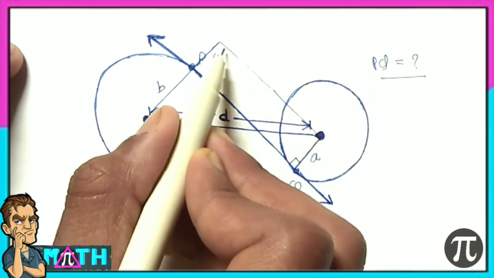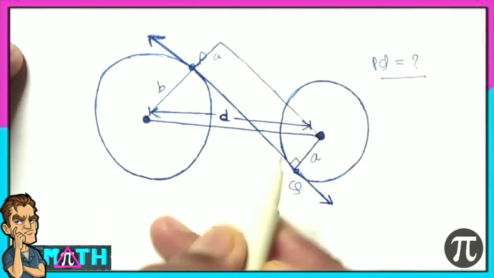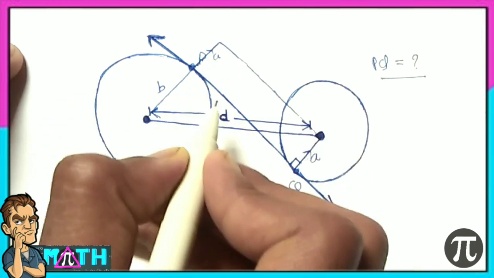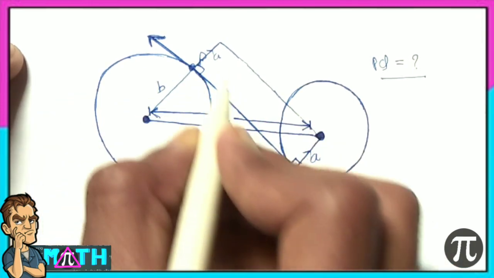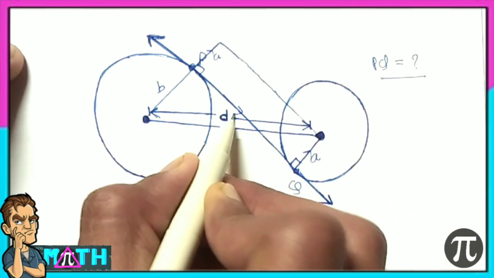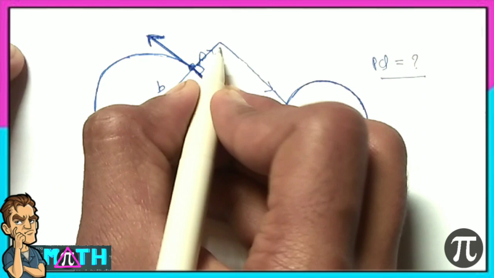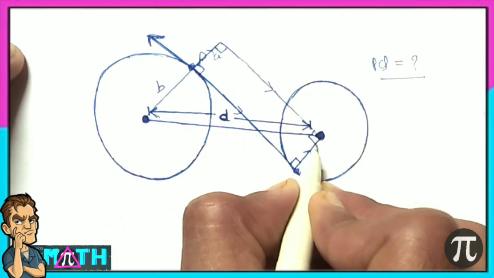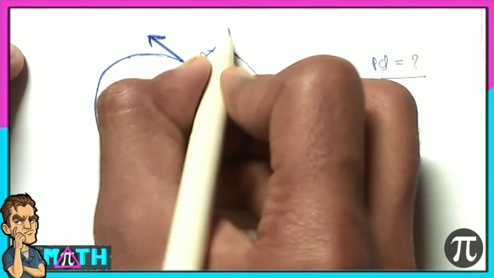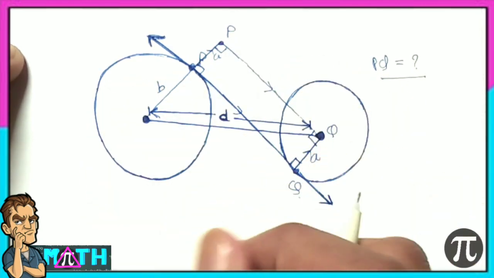So this is the length PQ, and this is 90 degrees. This is 90 degrees as well, as these are parallel lines. So these are also parallel lines, so this is also 90 degrees, and this is also 90 degrees as well, and this length is PQ. Okay, so I will write it here.